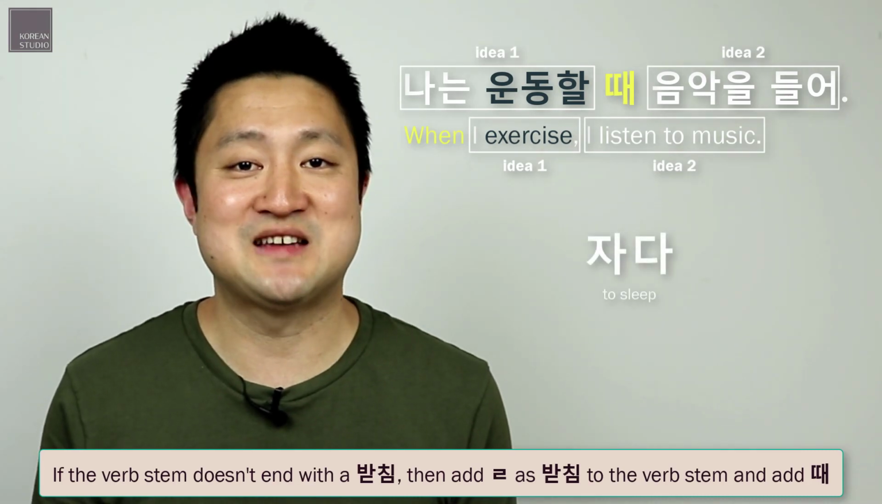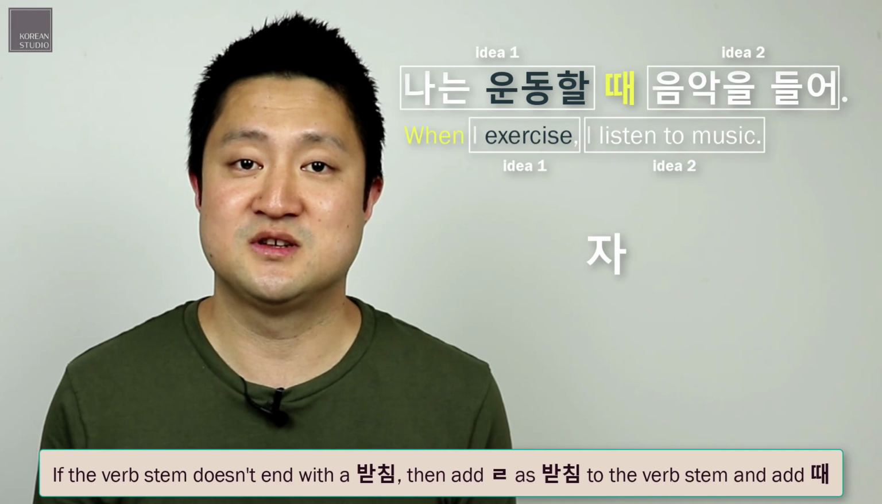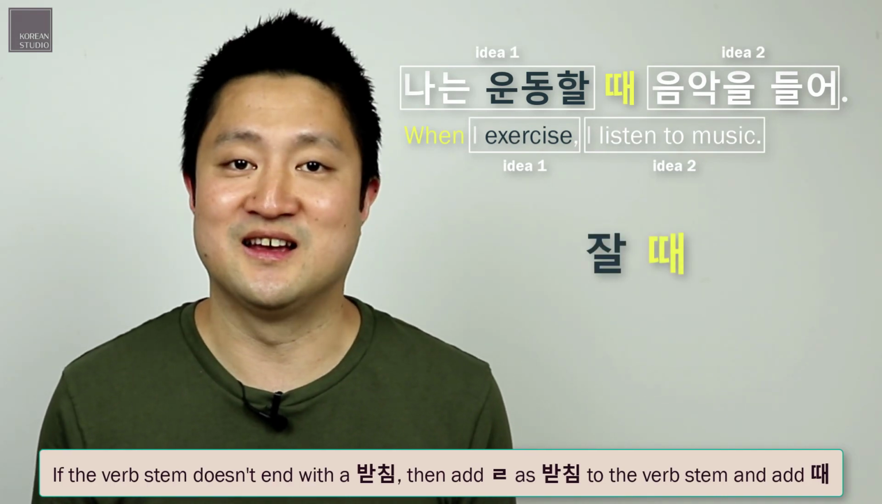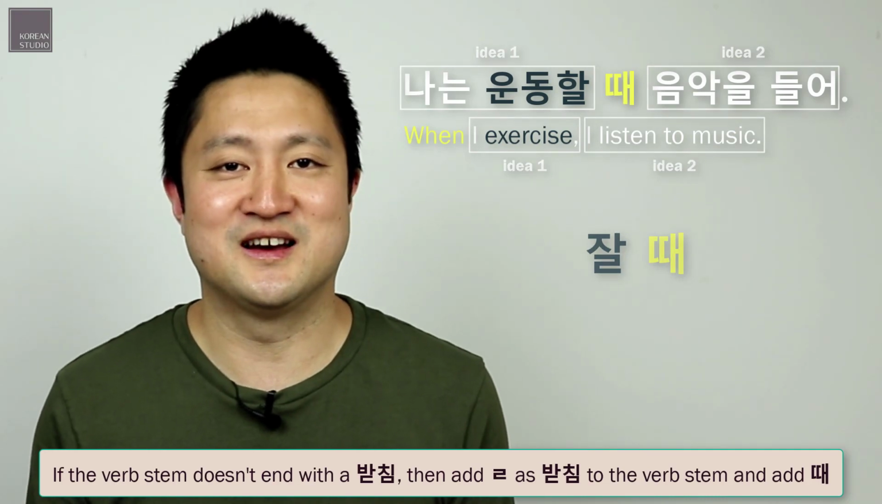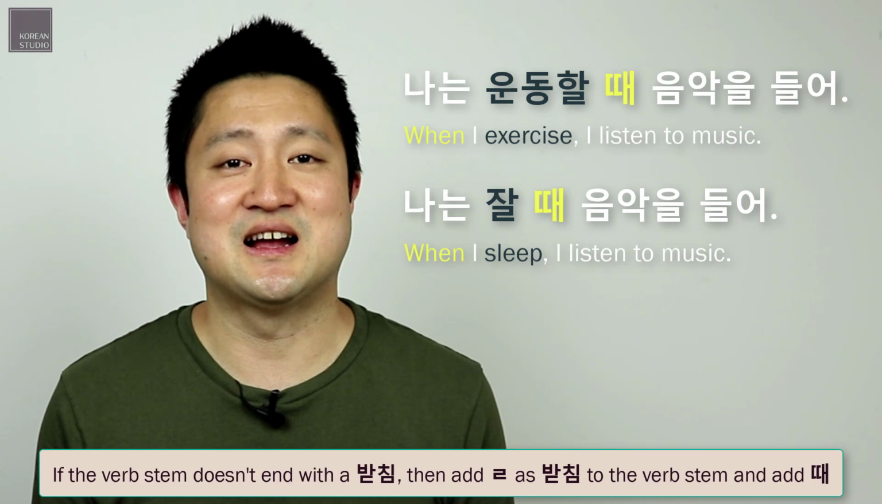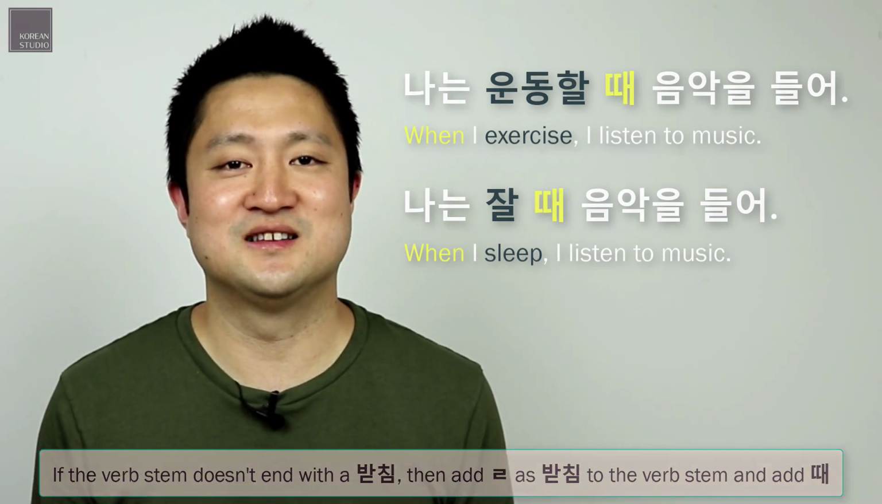Also in the verb 자다, which means to sleep, the verb stem doesn't have a 받침, so we add 리을 and then add 때. So it becomes 잘 때. In a sentence, it would look like this. When I sleep, I listen to music. 나는 잘 때 음악을 들어.